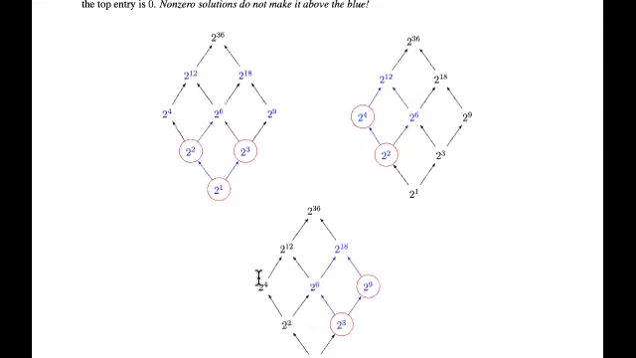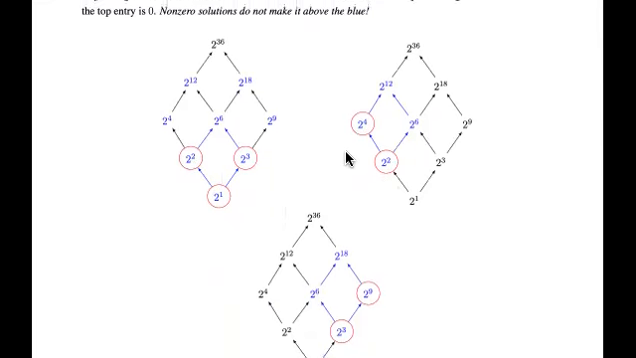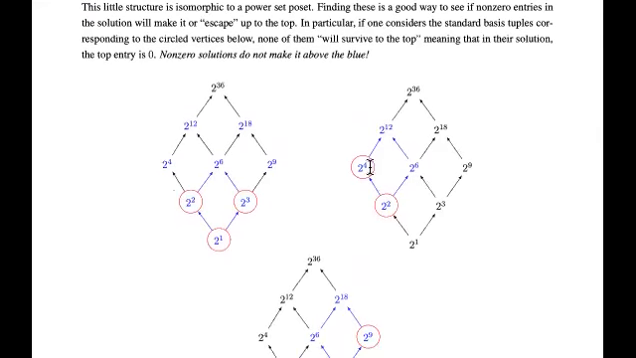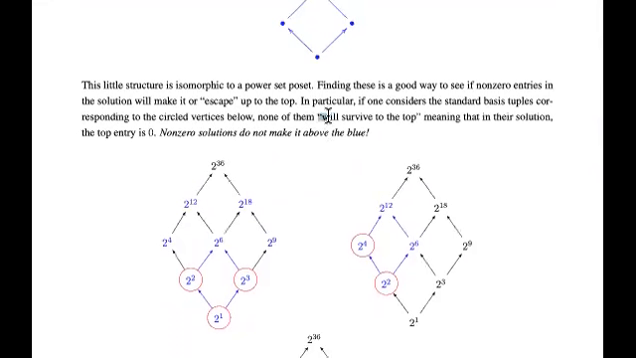So for instance, let's take a look at this. Notice we've circled a few things here. Right, okay. Notice we're talking about surviving to the top, all right? When will non-zero entries in the solution make it to the top?